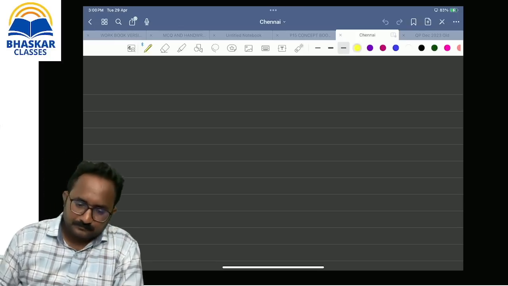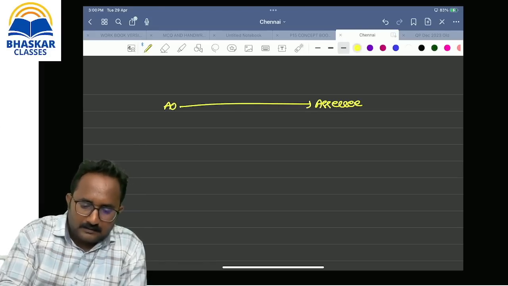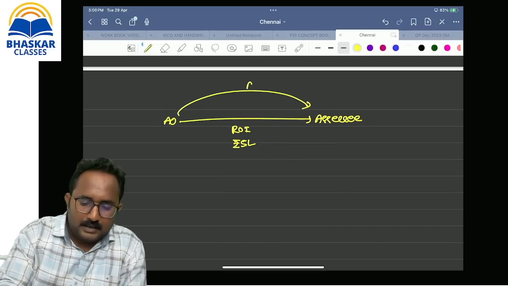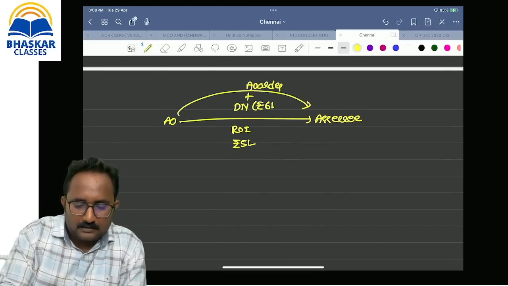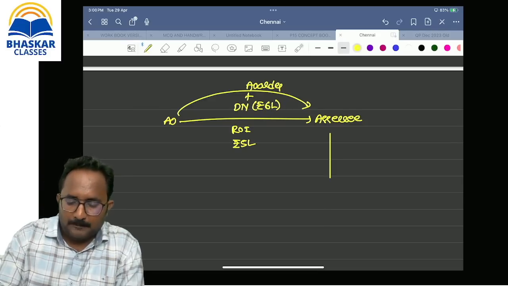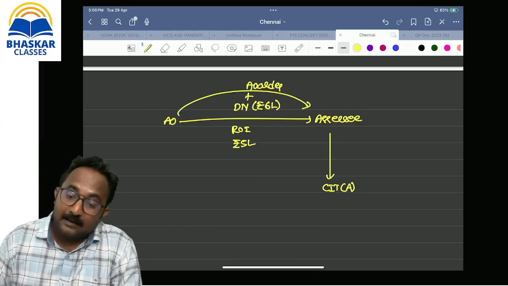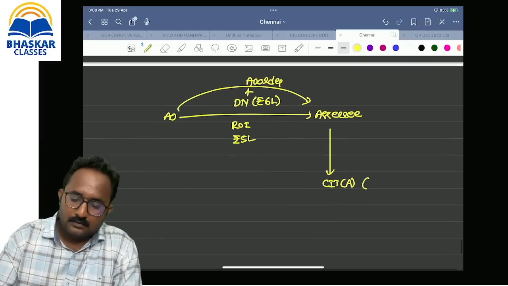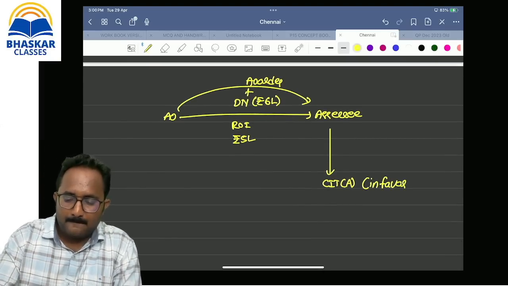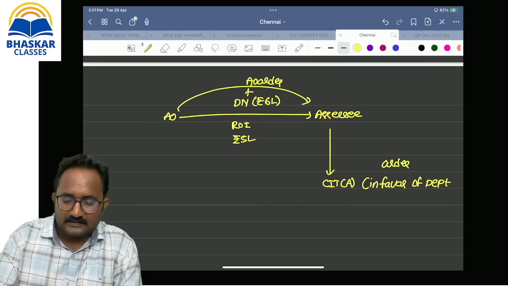Now, the AO gave an order to the assessee. The assessee filed the return of income and paid 5 lakh. But along with that AO order, they gave a demand notice of how much amount? Rupees 6 lakh. So now we are going with the appeal before CIT appeals. CIT appeals gave the order in favor of the department only. So now what will the assessee do?